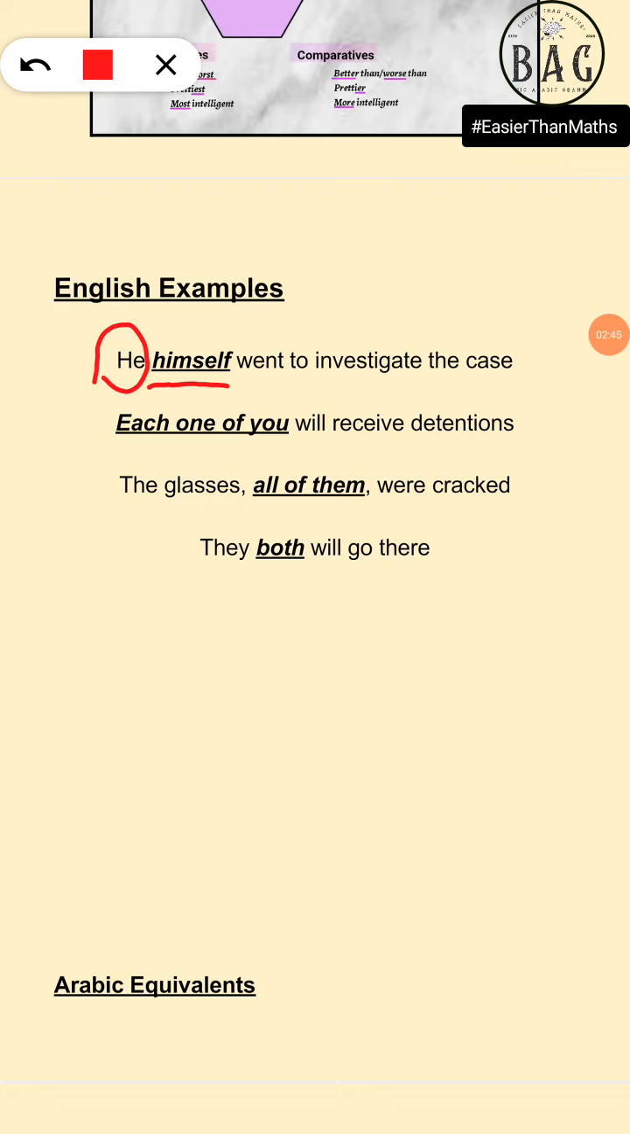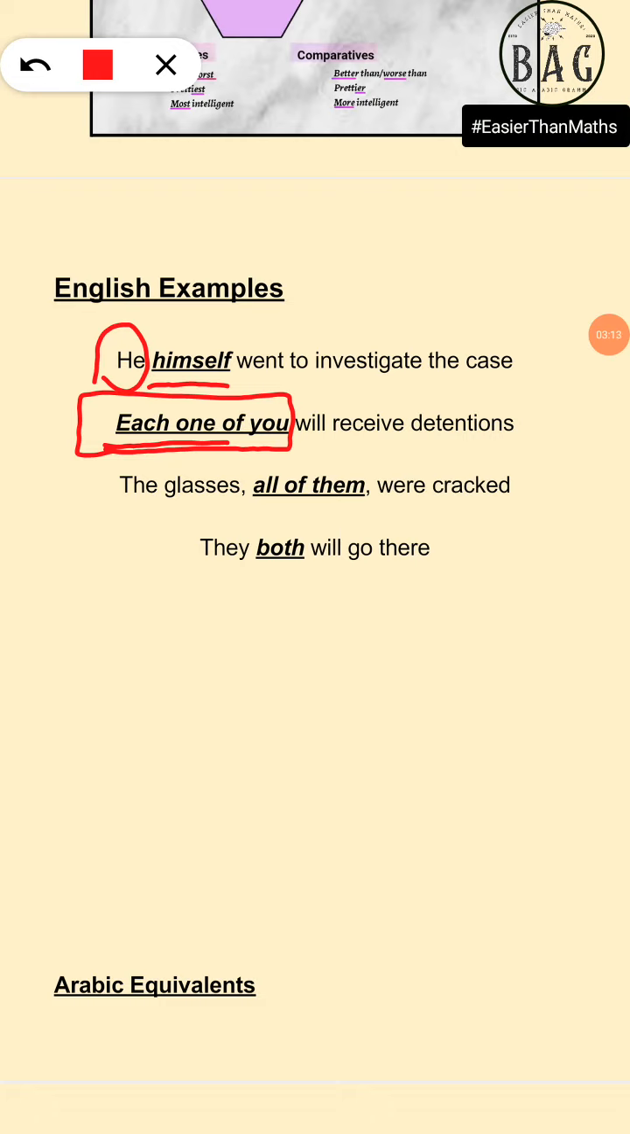Okay. Next, instead of saying all of you or you all will receive detentions, I could further emphasize by adding the words each one of you. Okay, so it means that each one of you will receive detentions. Now, if I said all of you will receive detentions, it's totally fine. It means that yes, all of you will get it.